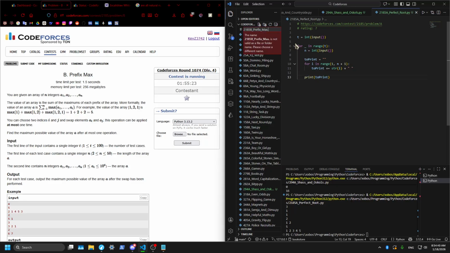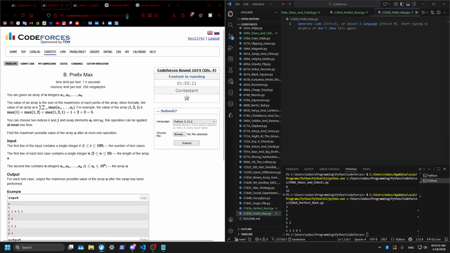Prefix max top pi. Or rating? What is this talking about? Given an array of n integers, the value of an array is the sum of the maximums of each prefix of the array. More formally, the value of an array A is this thing.